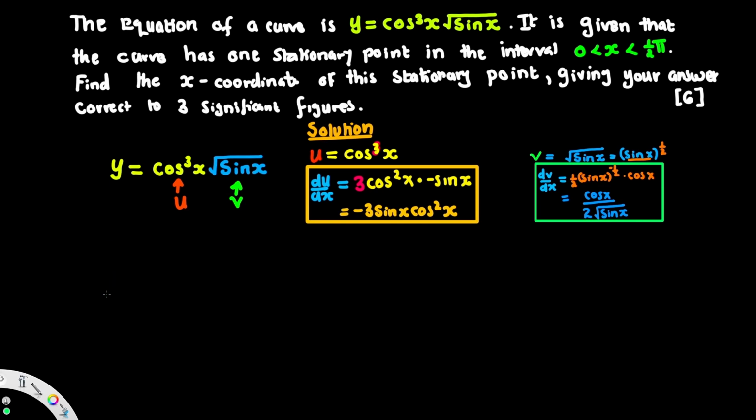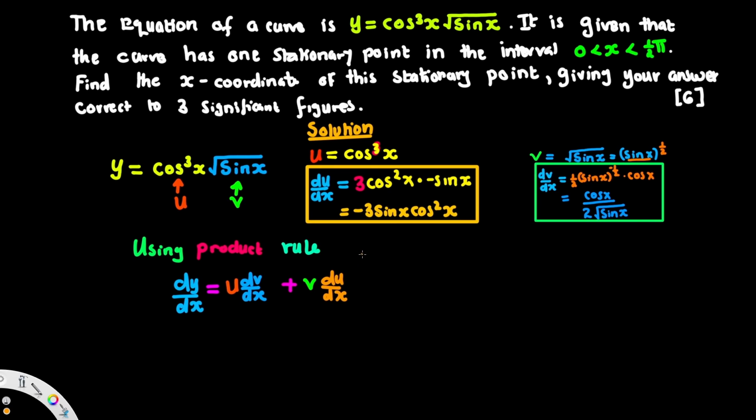All right, let us just write it here now. Using the product rule, we can write this as dy/dx equals u dv/dx plus v du/dx. Then we need to substitute, because we know u is actually cos cubed x, and we have our dv/dx here, which is cos x over 2 root sine x, the way it is.